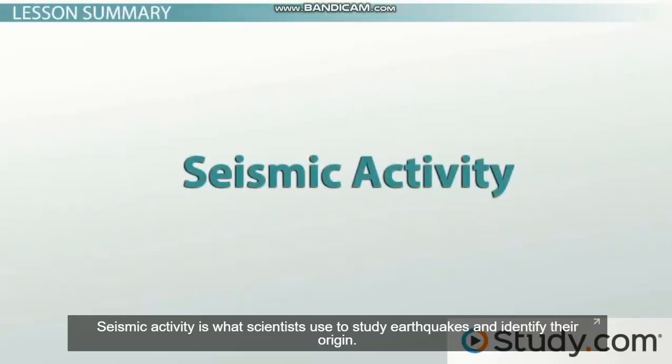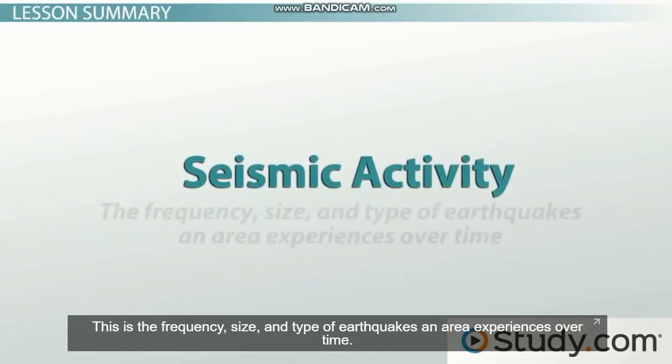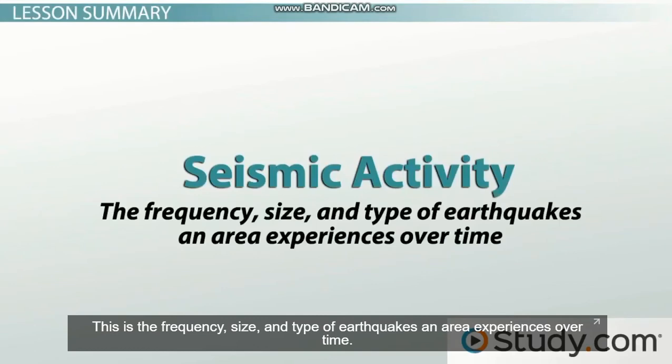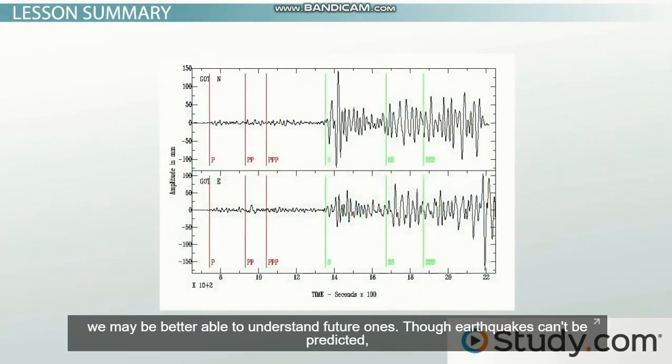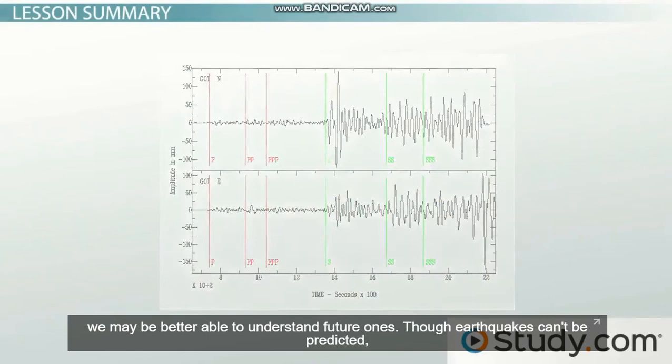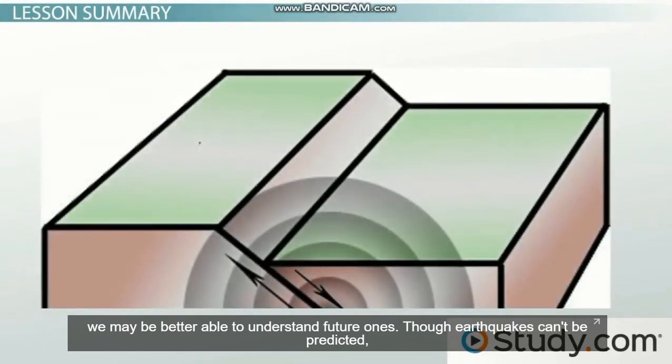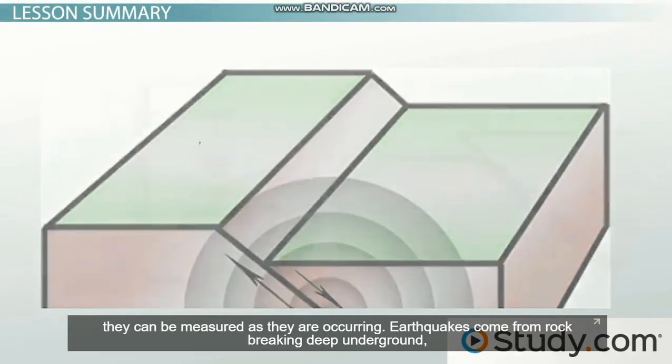Seismic activity is what scientists use to study earthquakes and identify their origin. This is the frequency, size, and type of earthquakes an area experiences over time. By studying when, where, and how strong earthquakes were in the past, we may be better able to understand future ones. Though earthquakes can't be predicted, they can be measured as they are occurring.